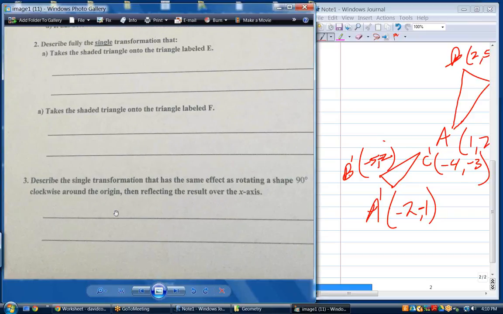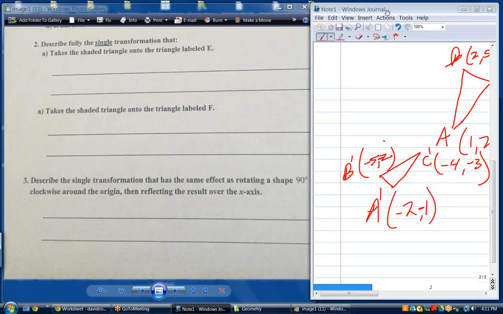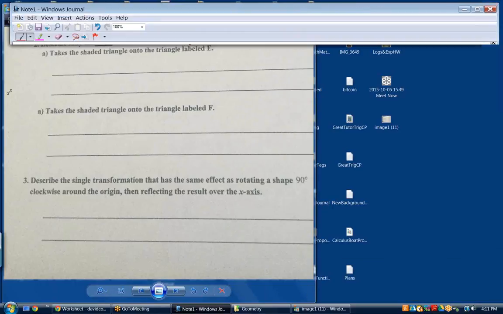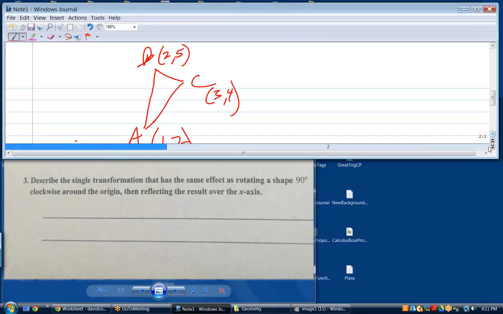Describe the single transformation that has the same effect as rotating a shape 90 degrees clockwise around the origin, then reflecting the result over the x-axis. That would be, wouldn't it be a 270 degree counterclockwise rotation? No idea. Hold on. Let's see.